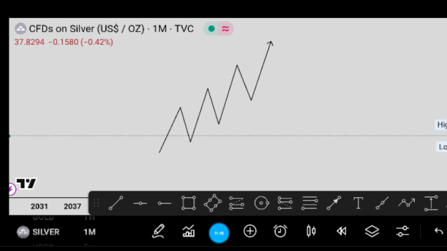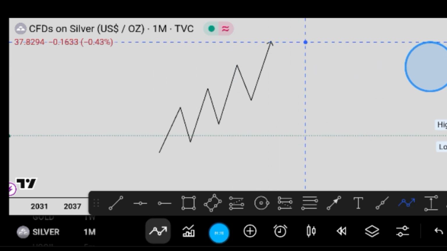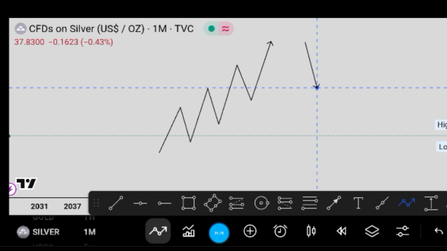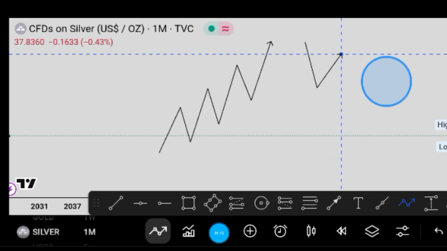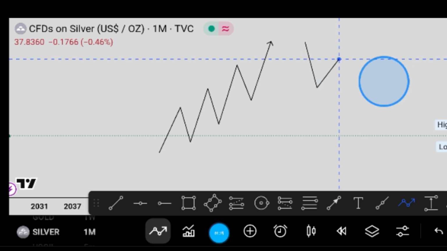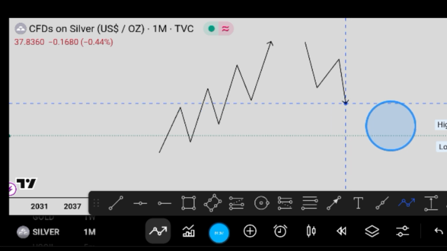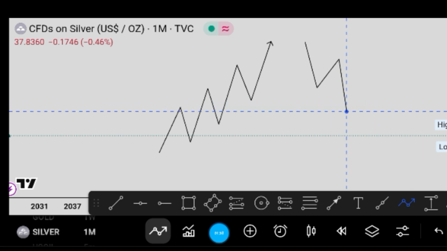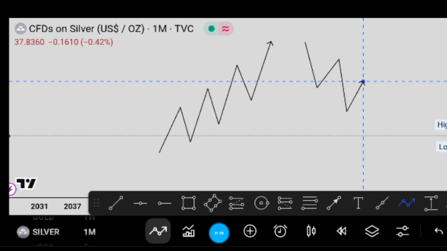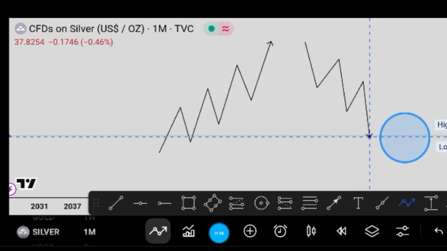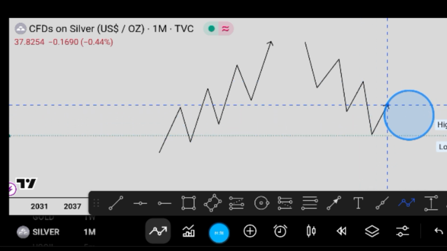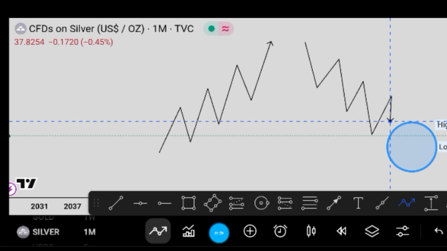So let's do it for bearish. Lower high, lower low, lower high, lower low, lower high, lower low, lower high, lower low.